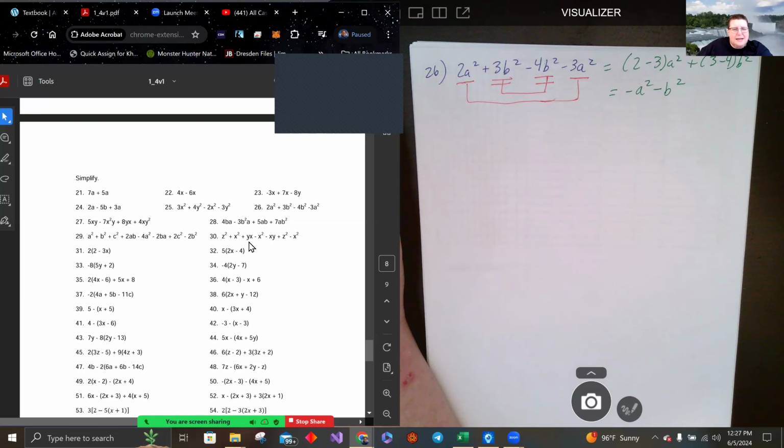So I'm going to start on the left and see if I have other things that match up. I've got a z here, a z squared there, and a z squared there. I have an x squared here, an x squared here, and an x squared here. And I have yx and xy.